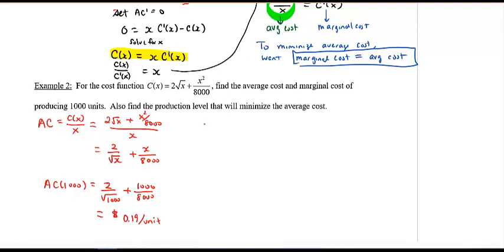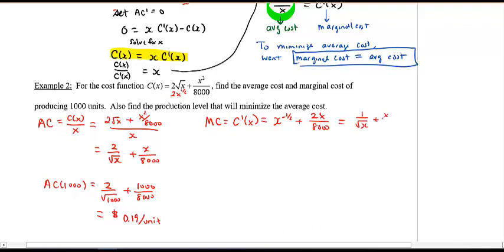Marginal costs. Marginal cost, of course, is just a derivative of total cost. Lovely derivatives. This is what? 2x to the power 1/2. Take the exponent down, reduce it by 1, x to the negative 1/2. Same thing here, take the exponent down. That, I think, simplifies to 1 over root x plus x over 4,000. Woohoo! And then if I want to actually find c prime of 1,000, then, of course, I'm going to plug in 1,000. And I will find that this actually equals 28 cents per unit.